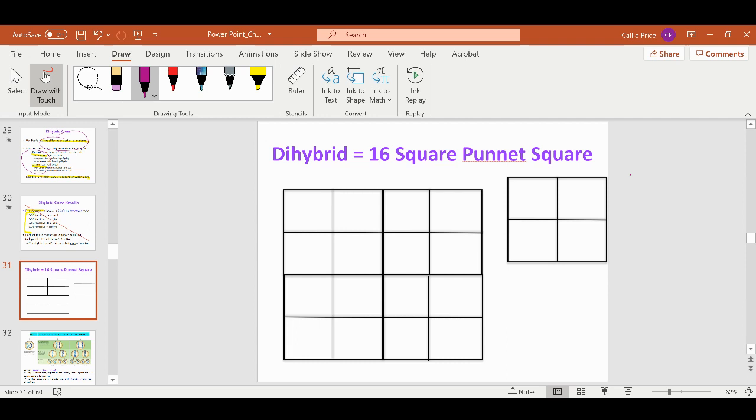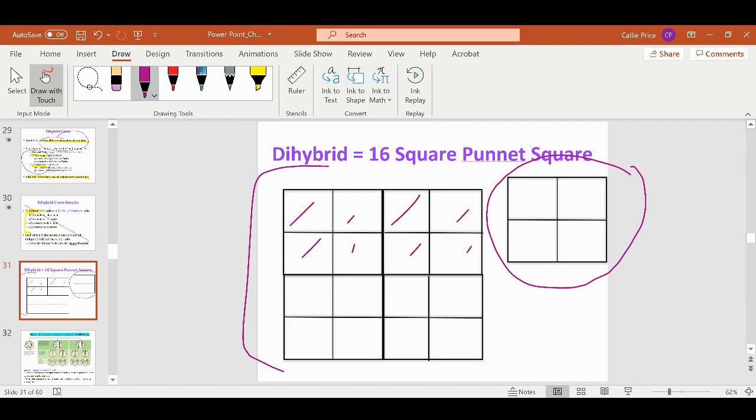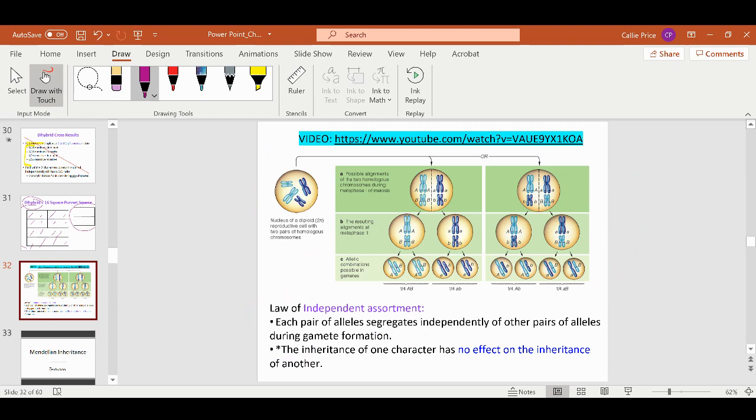Instead of doing your classic monohybrid 4-square Punnett square, you would be doing a really giant 16-square Punnett square. But for the purposes of this class, I don't care that you're able to fill in all of these squares, but more just have a basic understanding of what we mean by dihybrid. More importantly, though, is what do we mean by Mendel's law of independent assortment?